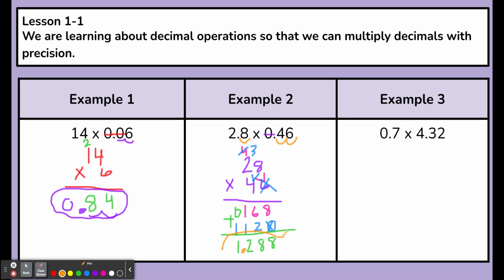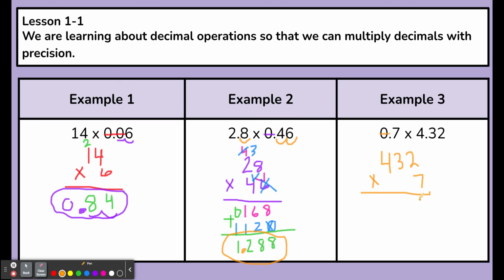So my answer to this multiplication with decimals is 1.288. Last example. If I were to pretend like these are regular old numbers, I would have 7 times 432. When you set this problem up, it's always easiest if the longer number is on top. So I'm going to do 432 times 7. Okay, that looks like a Y. I'm going to fix it.